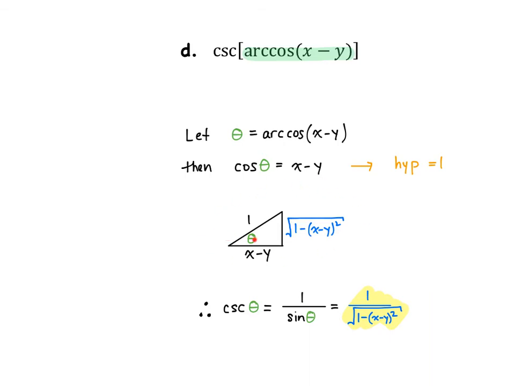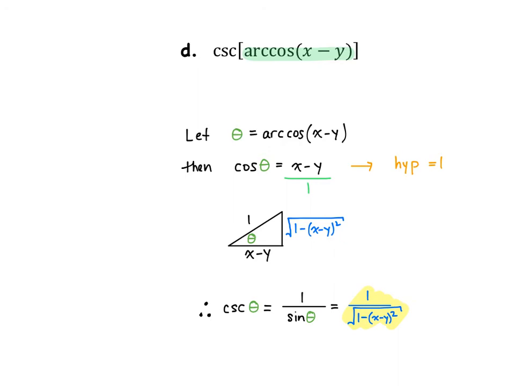So now we can use that to label our triangle. If this is theta, the cosine equals adjacent over hypotenuse. Our hypotenuse is 1. We can essentially say that this is x minus y over 1. So that's how we can go ahead and label our hypotenuse here. Again, using the Pythagorean theorem, we're able to get this other leg of the right triangle as the square root of 1 minus (x minus y) squared.